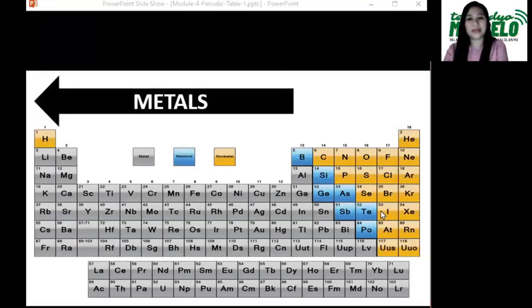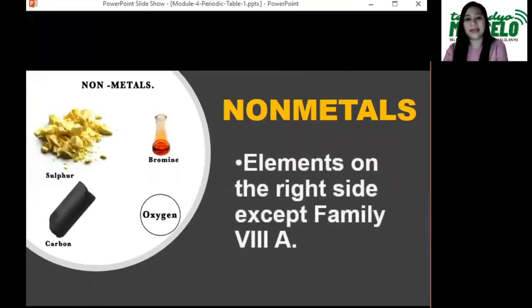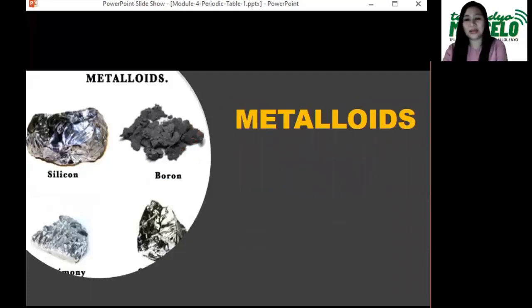How about the nonmetals? Nonmetals are elements on the right side except family 8A. This is where the nonmetals are located in the periodic table. The next one, the metalloids. Where is it located?